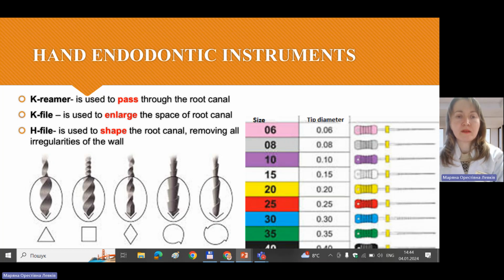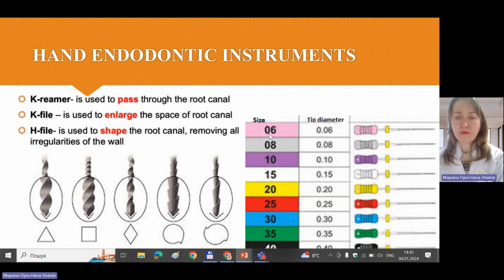The next group of endodontic instruments is files: K-reamer, K-file, H-file or Hedstrom file. K-reamer is used to pass through the root canal. K-file is used to enlarge the space of the root canal. H-file is used to shape the root canal, removing all irregularities of the wall. According to the International Standard Organization, all endodontic instruments have their geometric symbols. K-reamer is a triangle, K-file is a square, flexi-file is a rhomboid, and H-file is a circle.